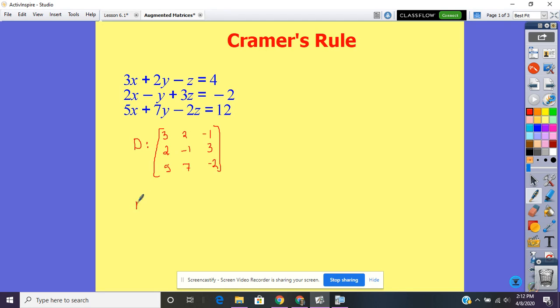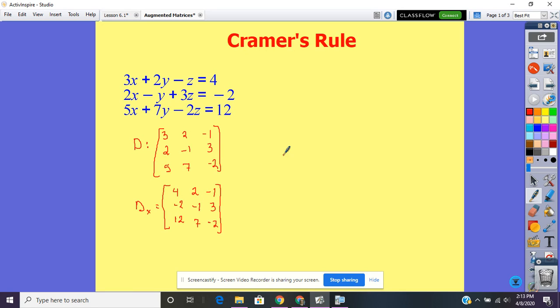My second matrix I'm going to label as dx. This time I'm going to take all of the coefficients in column x and take them out and replace them with these constants down here at the end. So I'm going to just do that first column here so you can see what I mean. So I'm going to have 4, negative 2, and 12. Everything else about these matrices stays the same. So if you're looking at this, I have constant y z, constant y z.